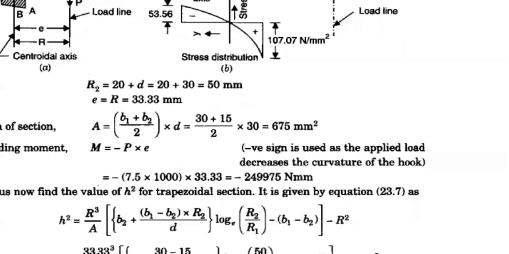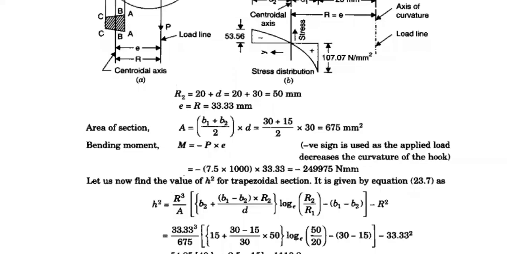Now you can say that M equals minus P into e. Here a negative value is applied. Why do we use the negative sign? Here the negative sign is used because the applied load decreases the curvature of the hook. You may have doubts about why we use the negative value every time. Again, it depends upon the position of your external loading condition.